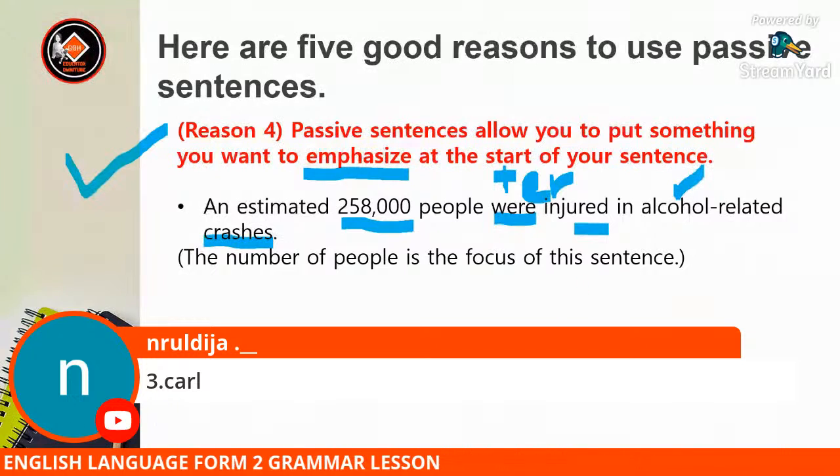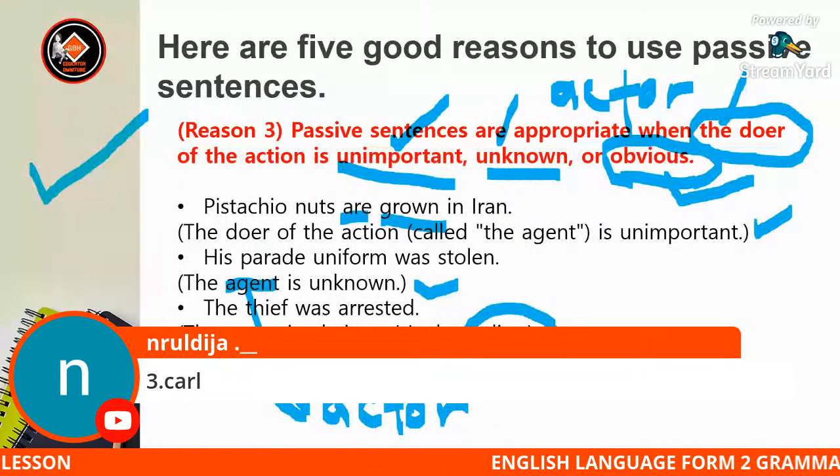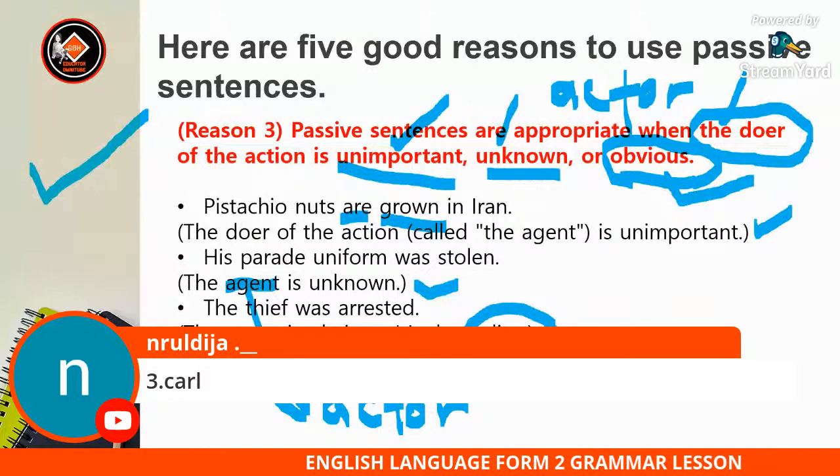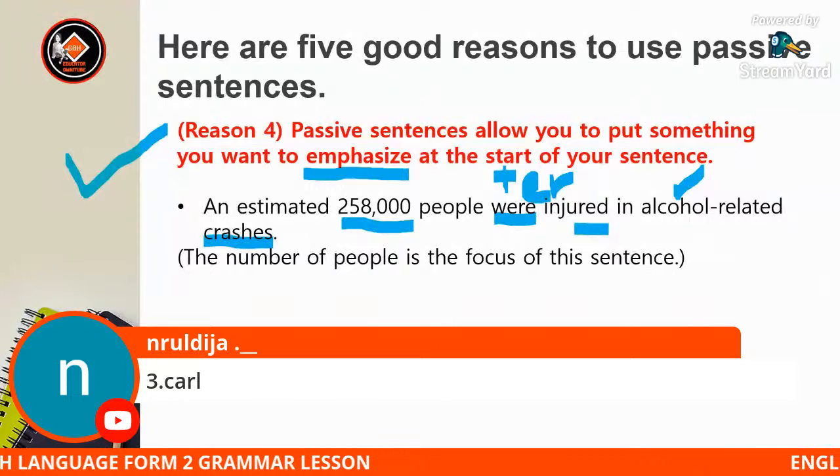So these are the 2 that you write. I repeat, you write for reason 3 and you also write for reason 4. Okay? Normally we do this. Okay, let's look at the last reason.